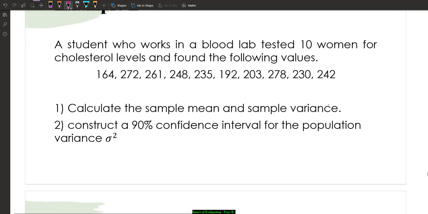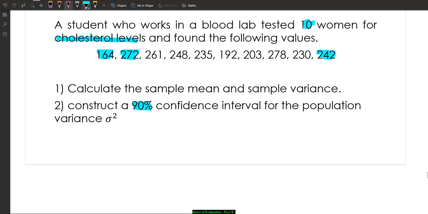So example number 2, a student works with a blood lab test, tested 10 women for cholesterol level and found the following values. So we have 168, 164, 272 until 242. We need to calculate the sample mean and sample variance and then construct a 90% confidence interval for the population variance. So this one, we already know the formula. This is going to be very easy.